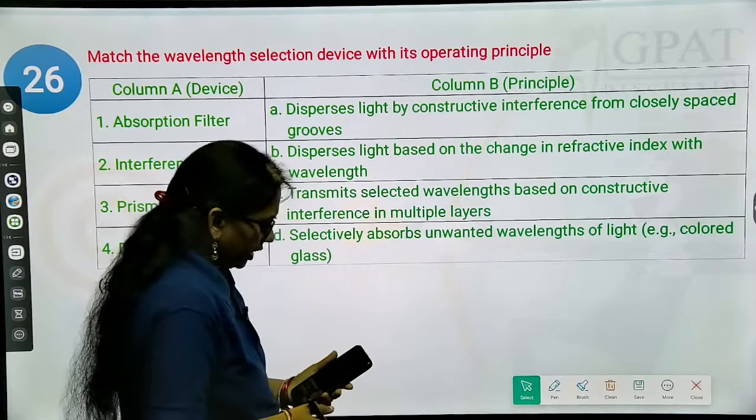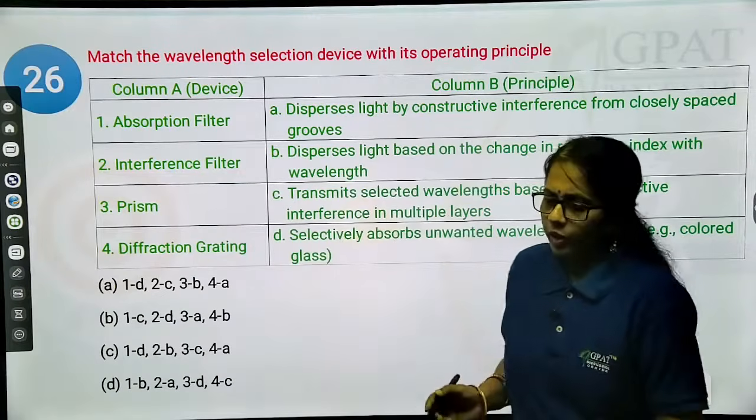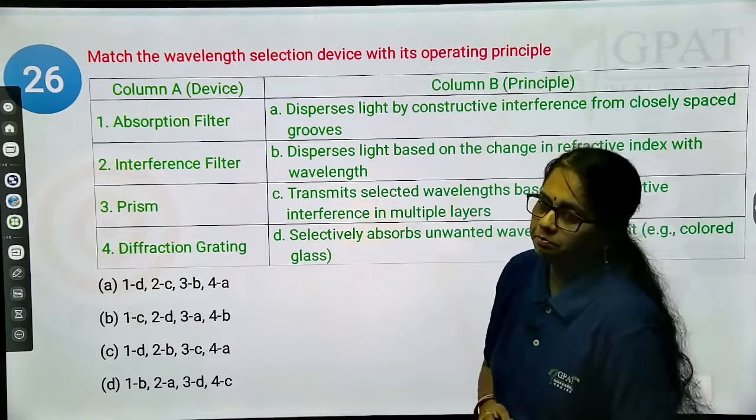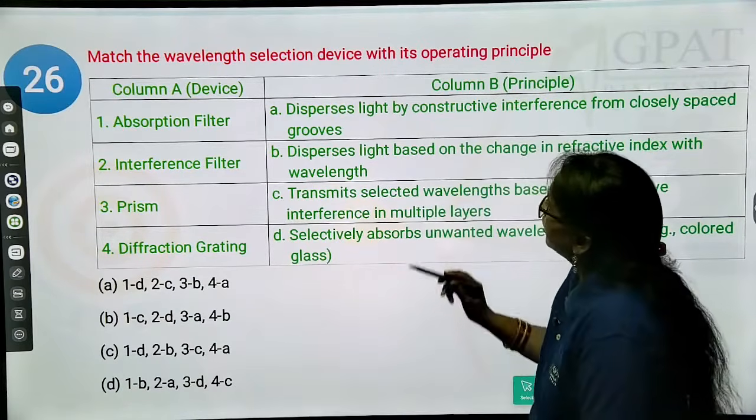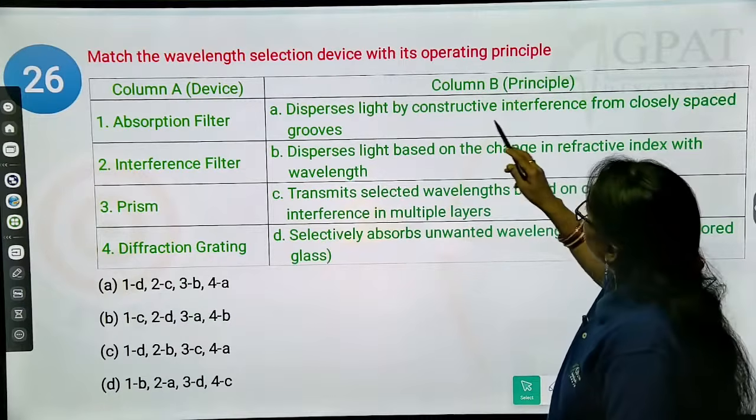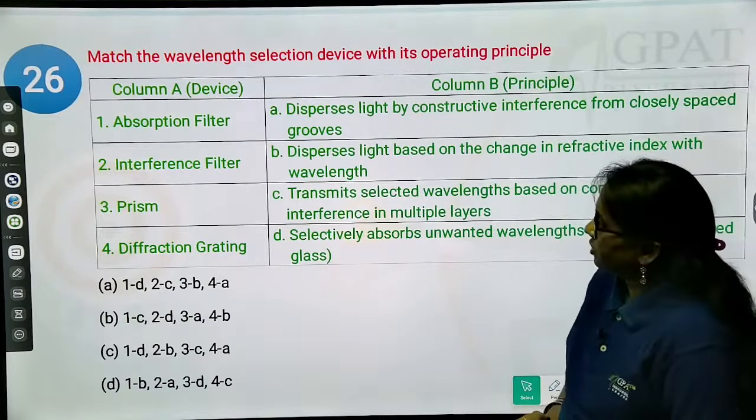Match the wavelength selection device with its operating principle. Absorption filter, interference filter, prisms and diffraction gratings. Okay, so let us see. Disperse the light by constructive interference from closely spaced grooves.